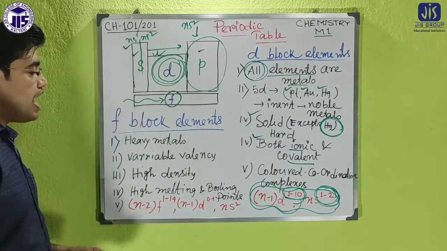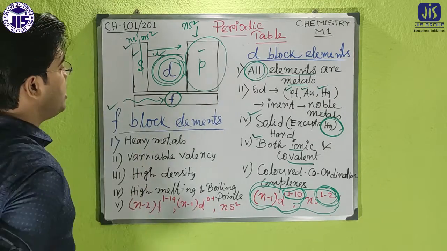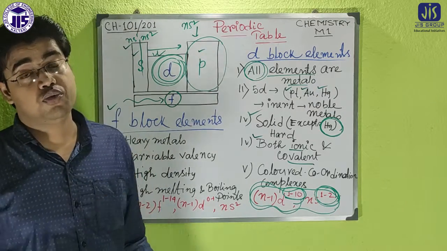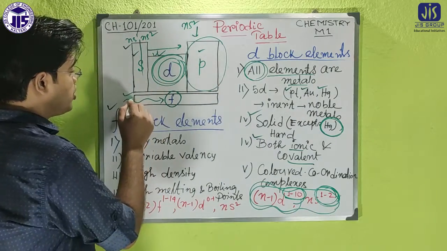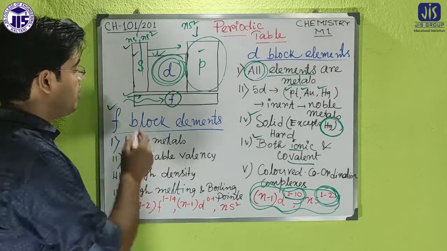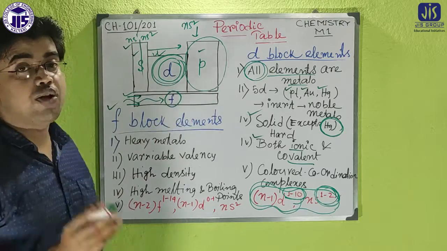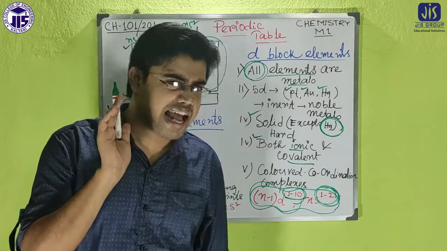Okay, now come to the f block elements. There are two types of f block elements. The first row is called the lanthanides, and the second row is called the actinides. Okay, lanthanides and the actinides.